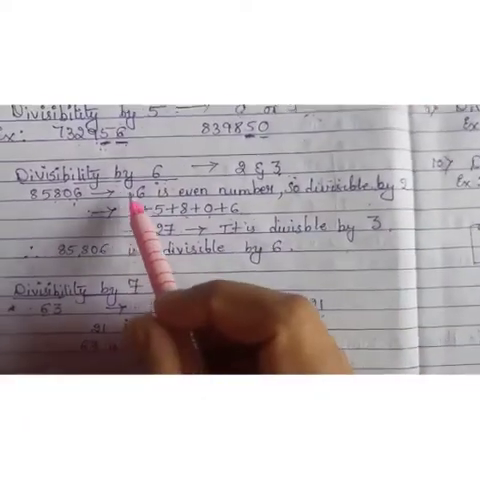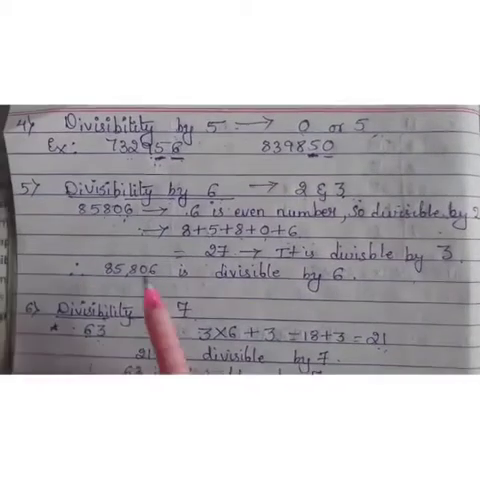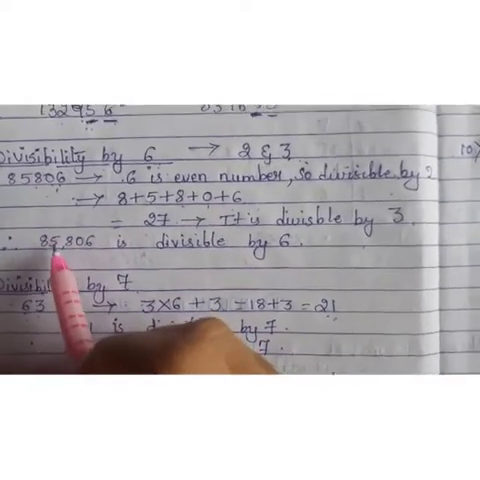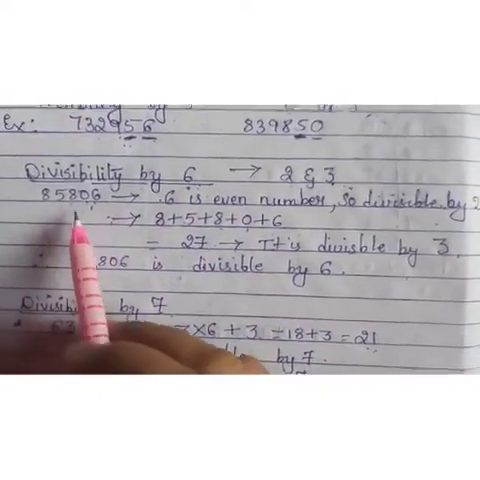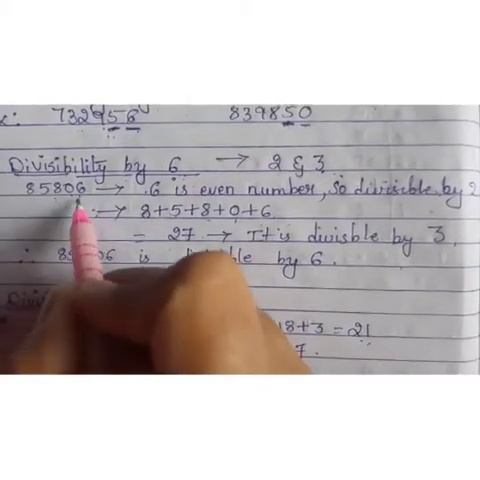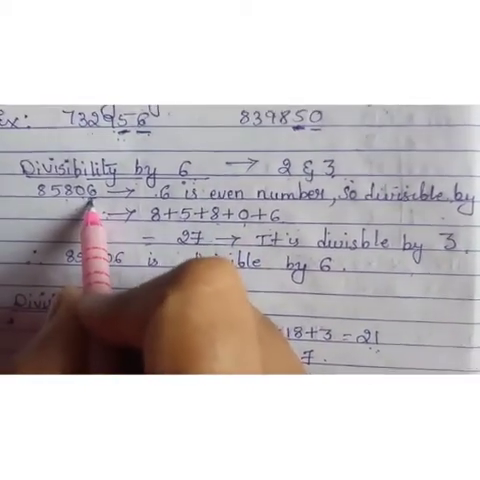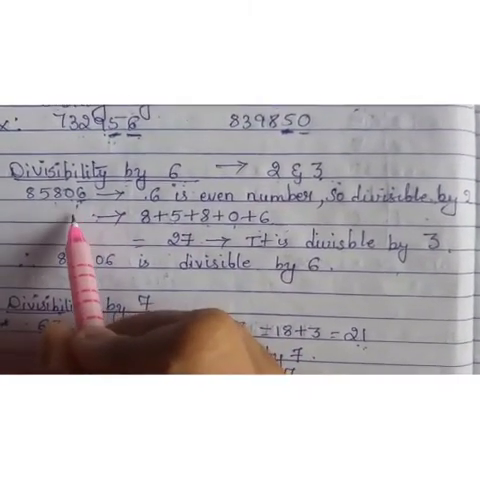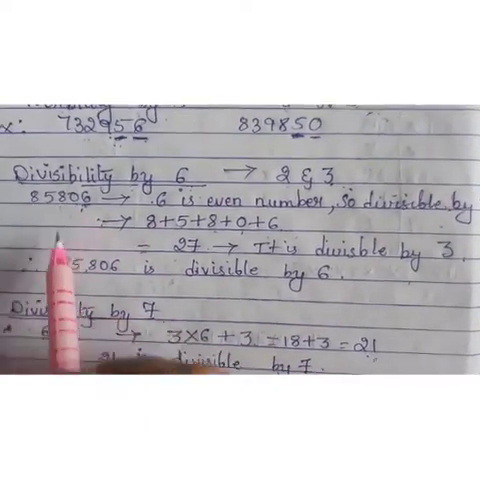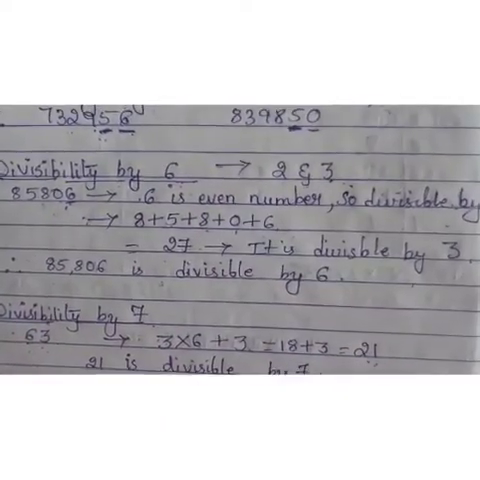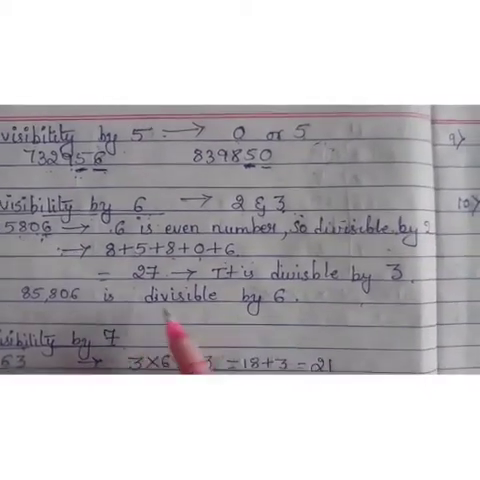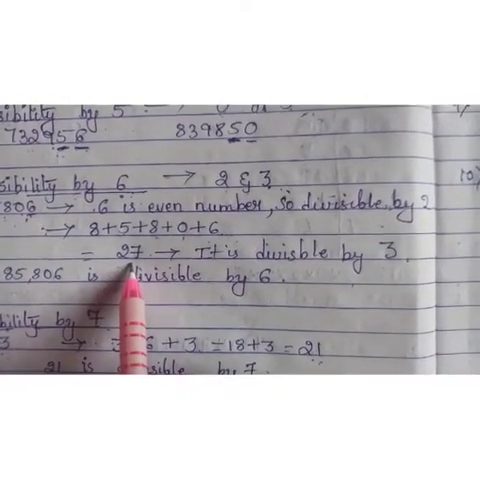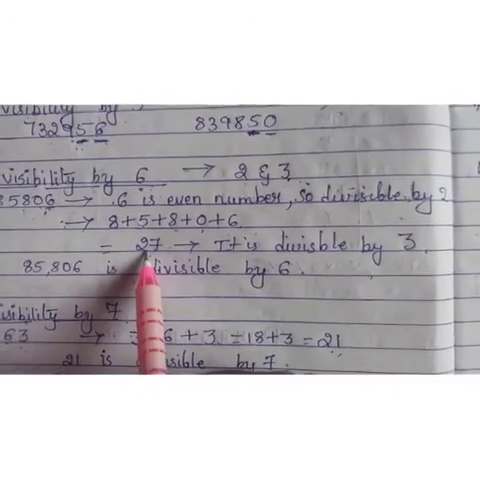So children, in divisibility by 6, we have to check whether the given number is divisible by 2 and 3 both. In this example, first check whether it is divisible by 2. Last number is 6. It is a multiple of 2, so it is divisible by 2. Next let us check with 3. To check with 3, we have to add all the digits. 8 plus 5 plus 8 plus 0 plus 6. When you add all these digits, we get the answer 27. Is 27 divisible by 3? Yes, 3 nines are 27, so it is divisible.